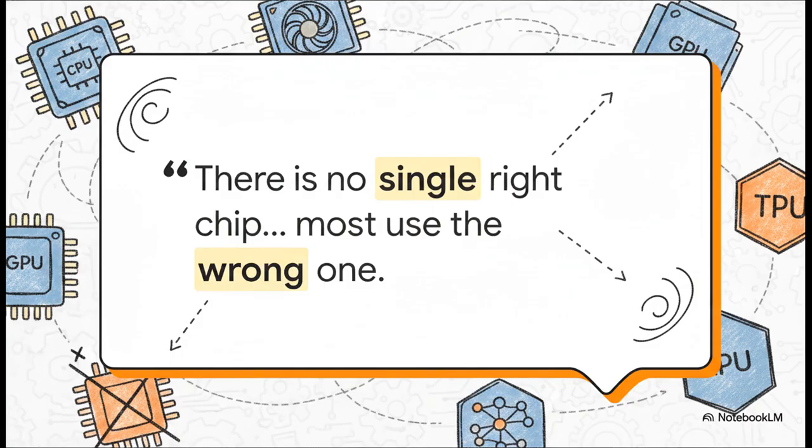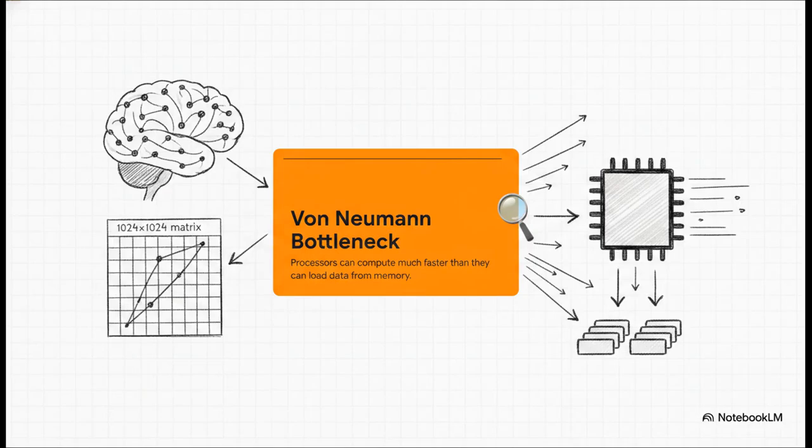Using the wrong chip for the wrong job is exactly why a product that scales suddenly starts hemorrhaging money at inference time. Now, the root of this entire crisis is something called the von Neumann bottleneck, sometimes known as the memory wall. Basically, processors can compute way faster than they can load data. To put that into perspective, in a standard neural network, a single 1024 by 1024 matrix multiplication involves roughly 2 billion arithmetic operations. The ratio of compute to data access is just astronomical.